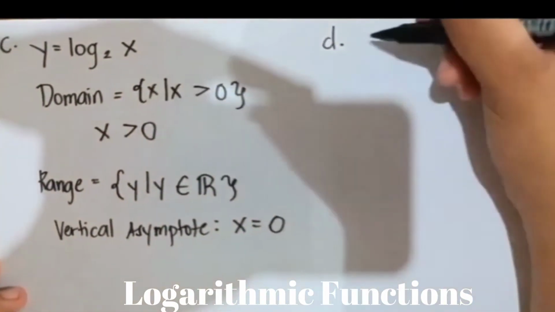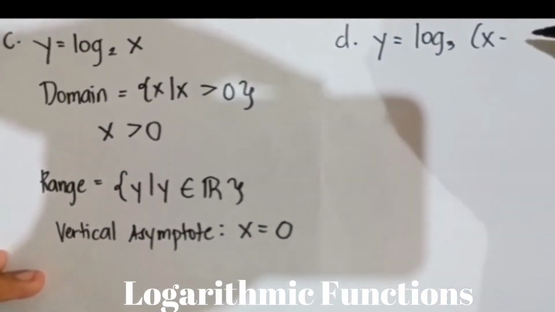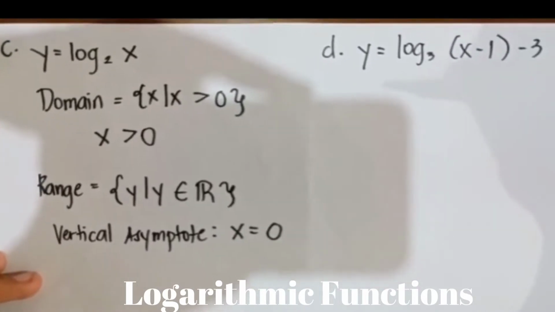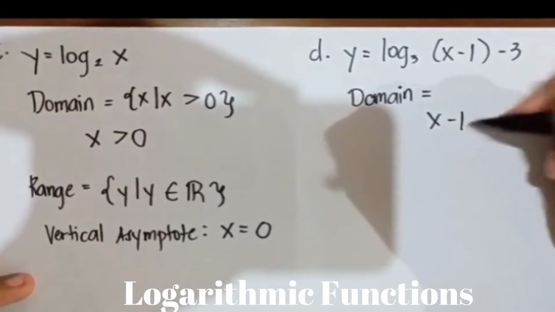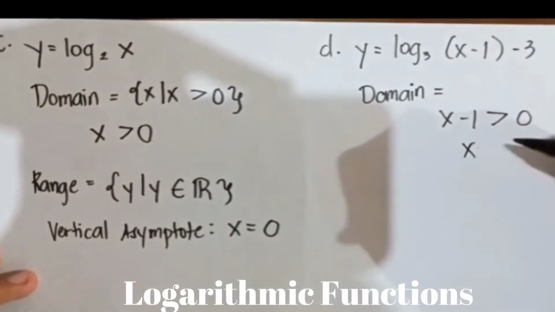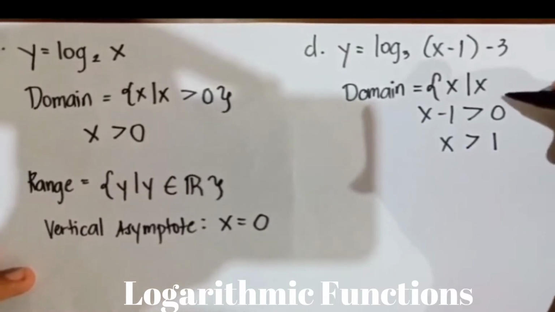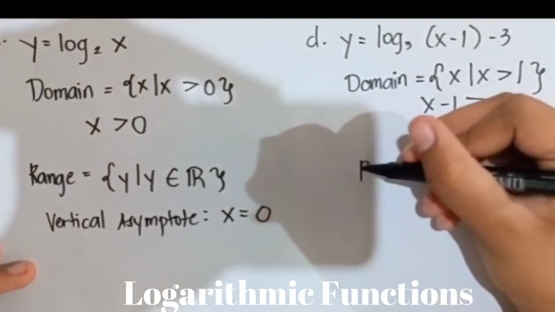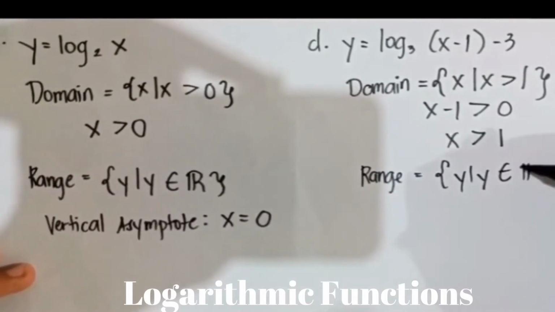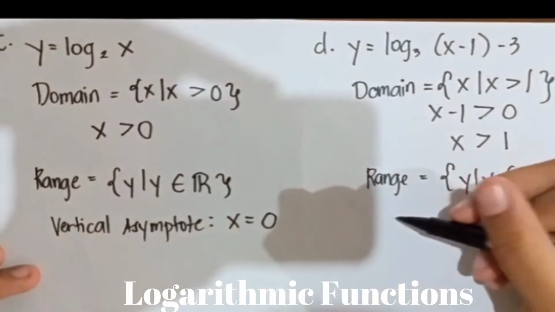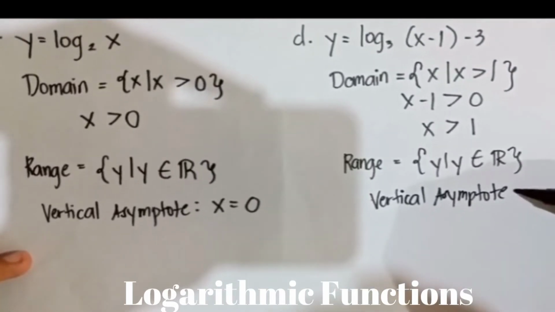Another example. y equals log (x minus 1) to the base of 3, minus 3. Let's find the domain. Finding the domain is the same procedure as the example before. x minus 1 is greater than 0. Negative 1 is transferred to the right side, so x is greater than 1. The domain will be {x | x > 1}. The range will always be {y | y is a real number}. The vertical asymptote will be x equals 1, which came from the domain x is greater than 1.